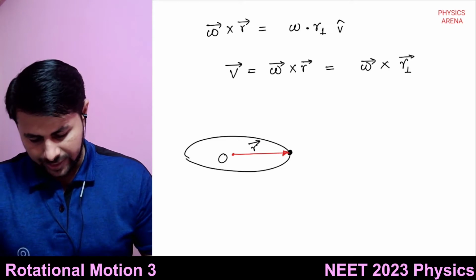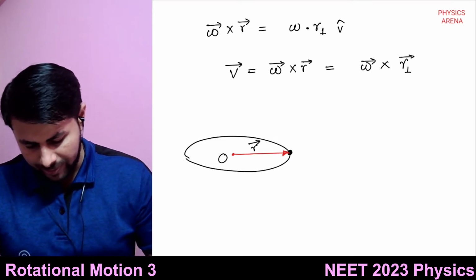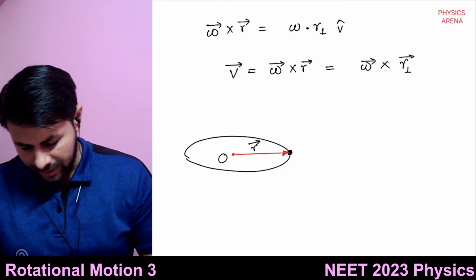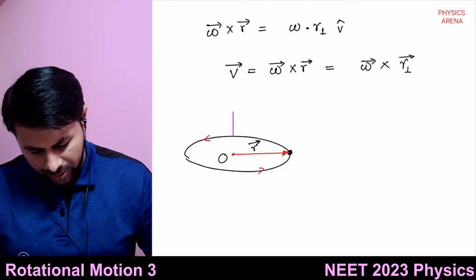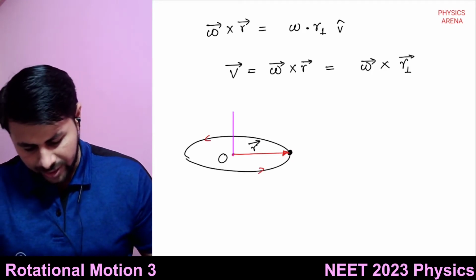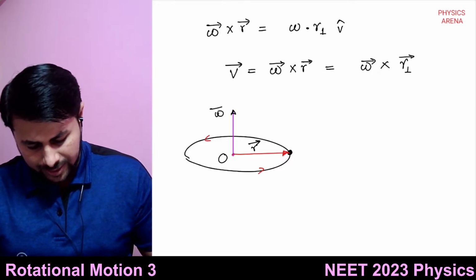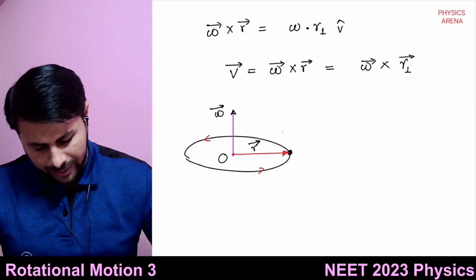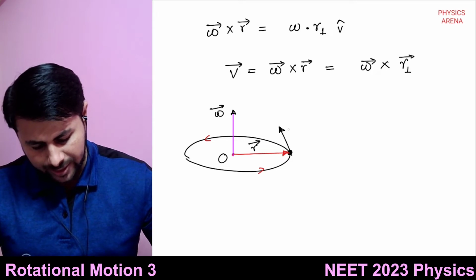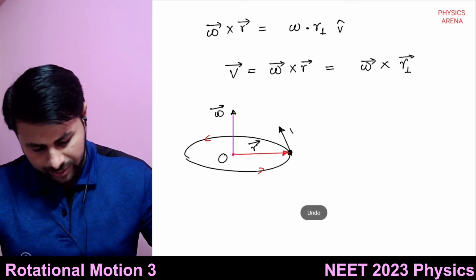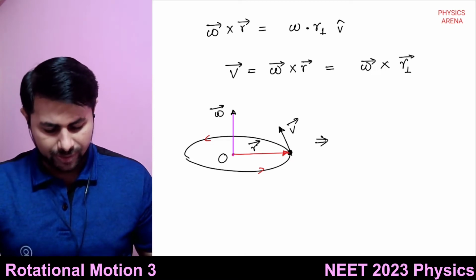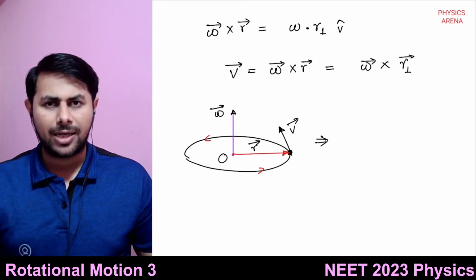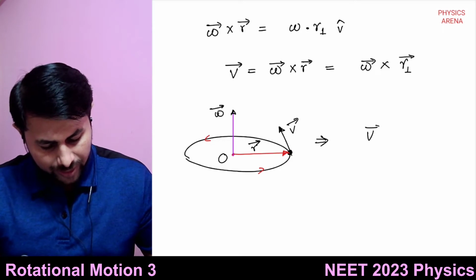Okay, in this case, again the angular velocity will be directed like this. If it is performing circular motion in the anticlockwise sense, the angular velocity will be directed vertically upwards like this. This is omega bar, and the linear velocity will be directed in this direction. Sorry, it's v bar. So here, what will be the relation between v bar, omega bar and r bar? So v bar will be equal to what?